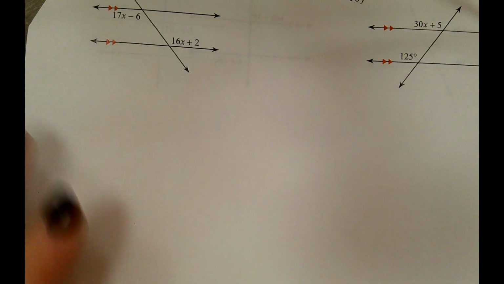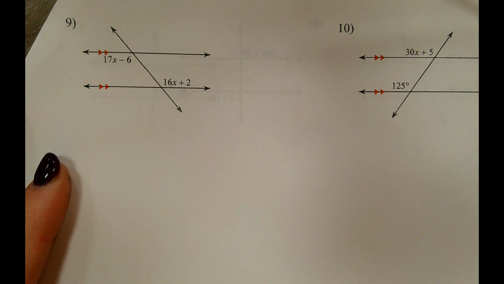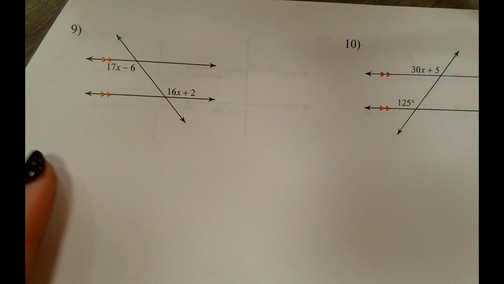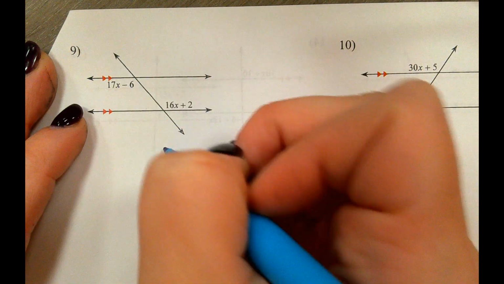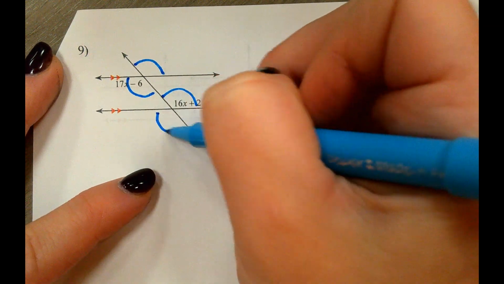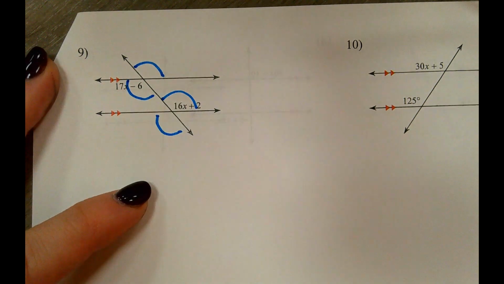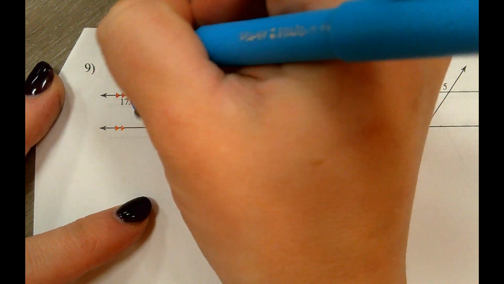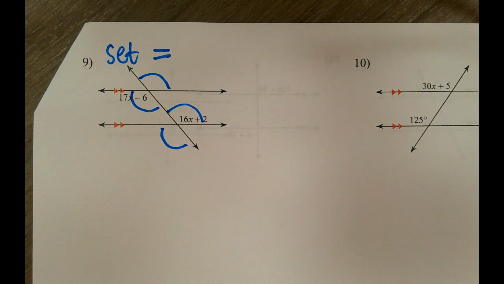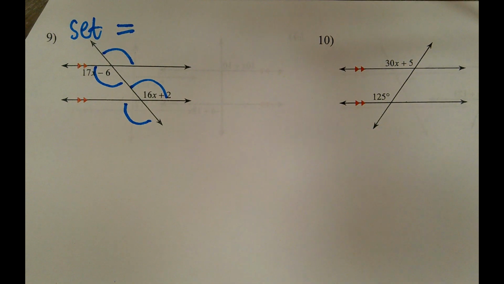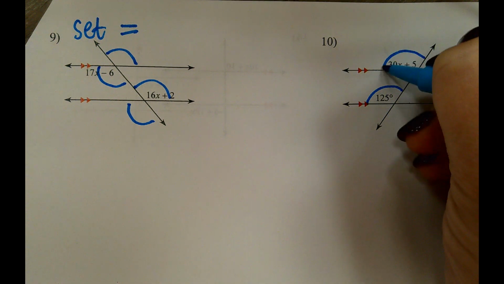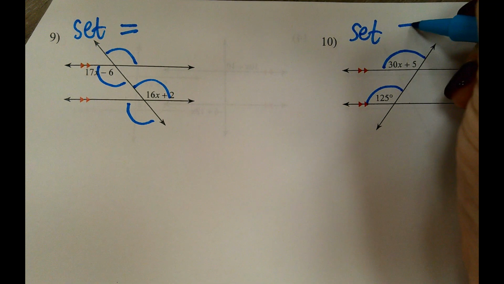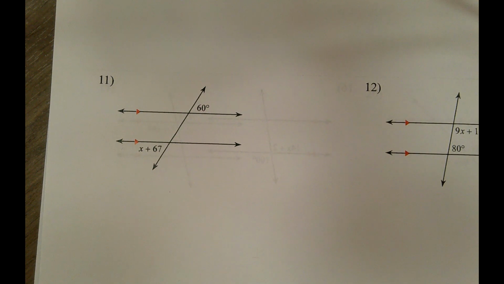Number 9. This one's a little funky. Equal. This one's tricky because it's not a perfect corresponding or a perfect vertical. You have to do some thinking here. These are equal, but these are equal. So these are also equal. Okay, so we will set these equal for number 9. How about 10? Equal again. Corresponding. How about 11? Equal again.